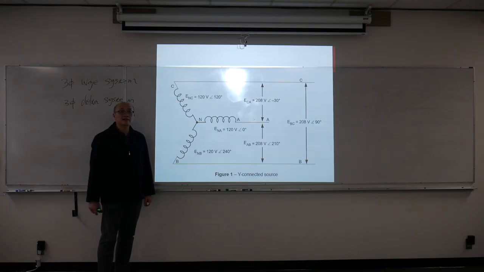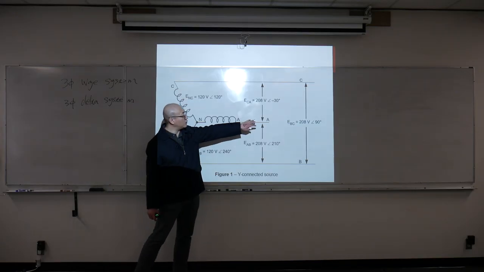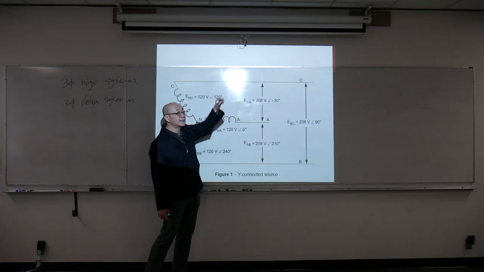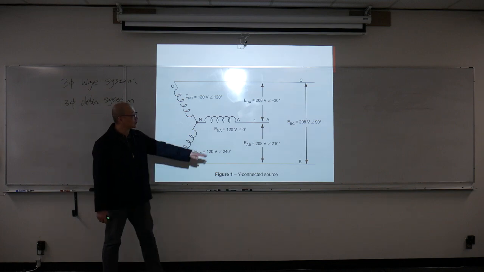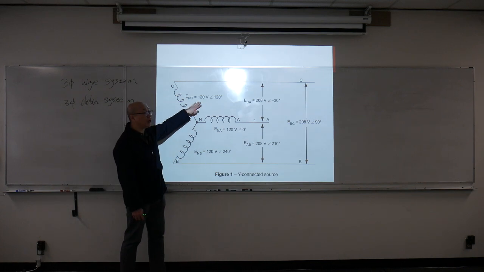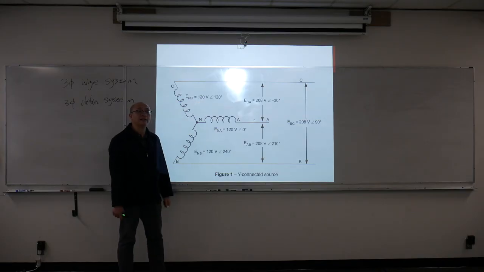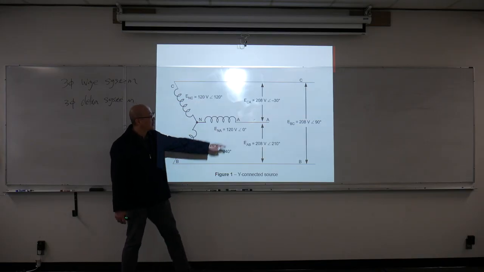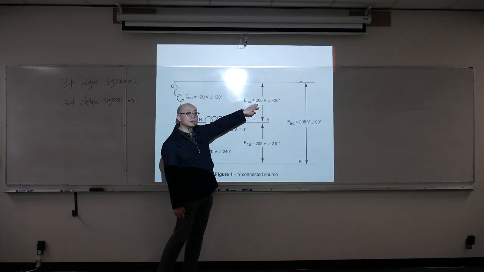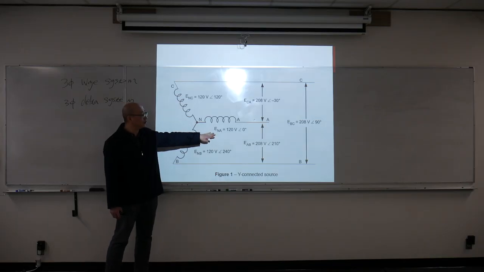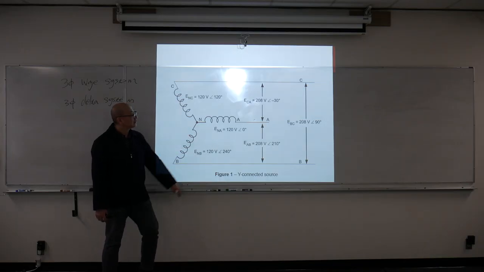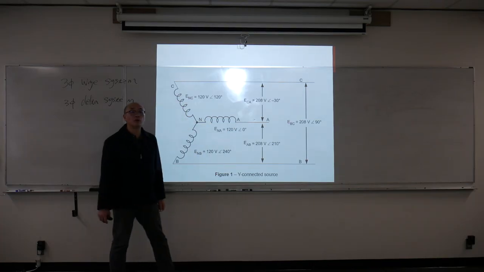We do vector subtraction because voltage is a potential difference. If I measure the voltage between line A and line C, I use one phase voltage and subtract another phase voltage, as we did in the vector subtraction. That gives us 208 volts. So in a Y system, when the phase voltage is 120 volts, the line voltage is going to be 208 volts.